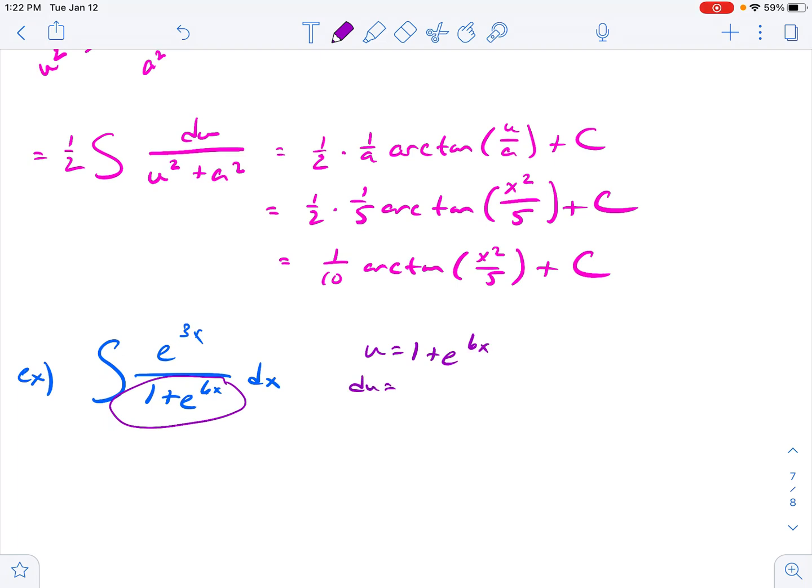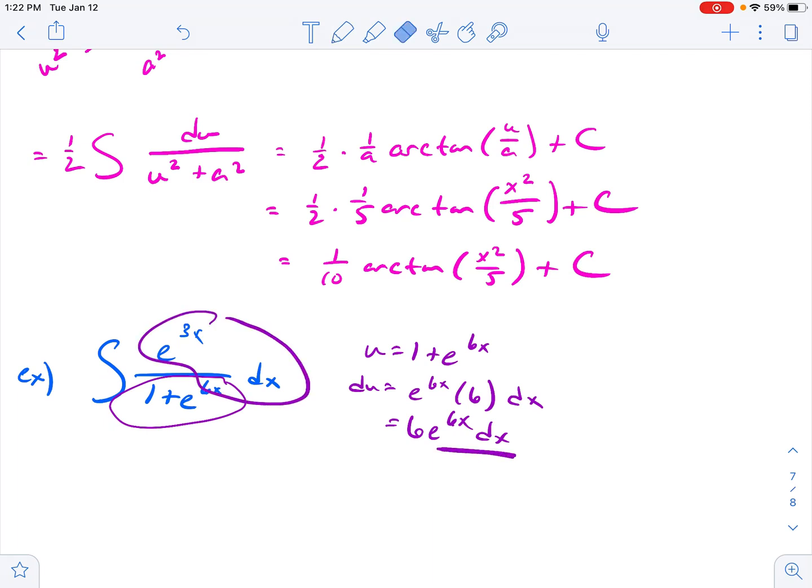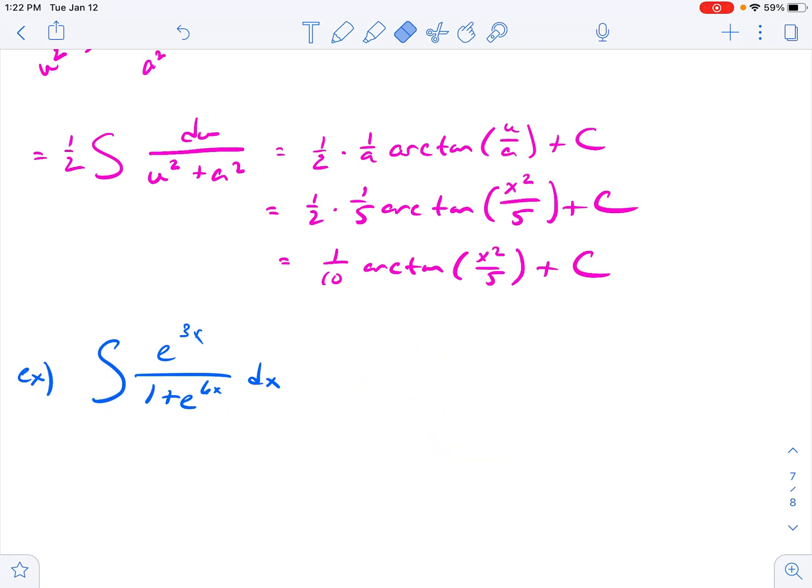Well, du, the 1 goes away, and we're going to get back e to the 6x times 6 dx, or 6e to the 6x dx, because of the chain rule on this exponent, right? But we don't have e to the 6x dx left to pick up. We have e to the 3x dx to pick up. So again, this doesn't match out, okay? So getting a little creative again.